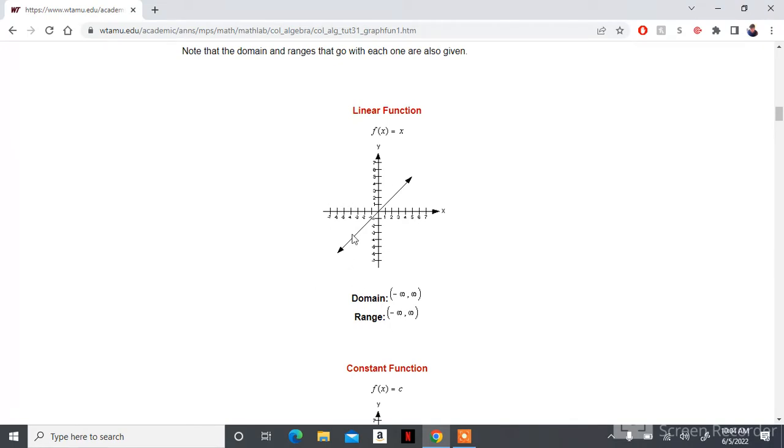Down, up is the range. Down, down, down, up, up, up. Alright, and since this arrow is going up forever, then this is a positive number, then this is a positive number, then this is a positive number. And domain is left and right.